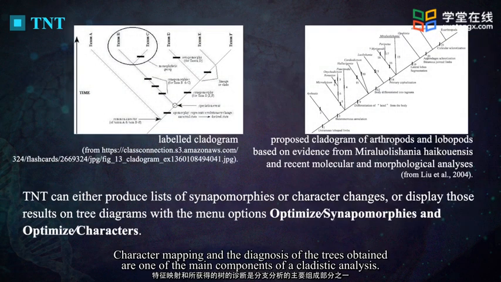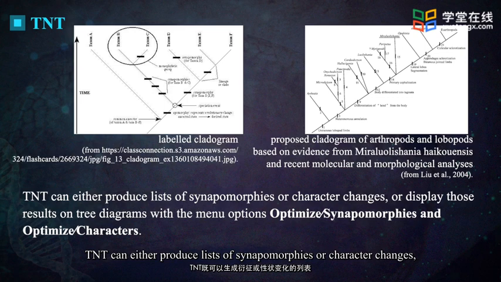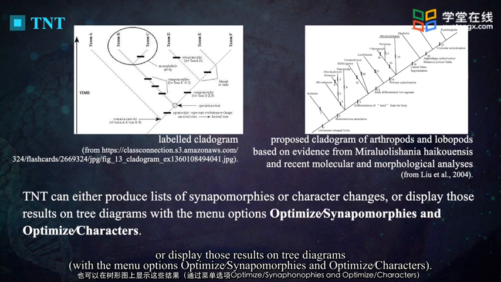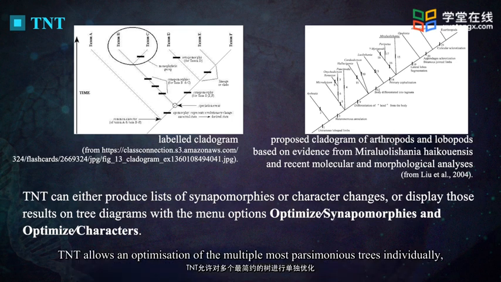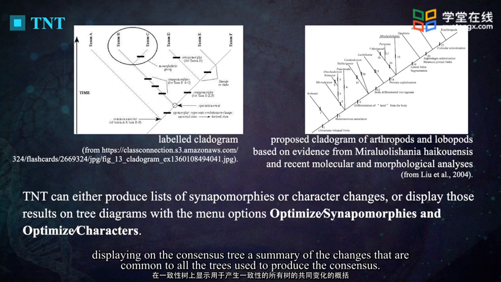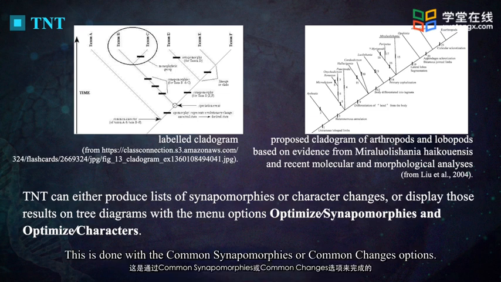Character mapping and the diagnosis of the trees obtained are one of the main components of a cladistic analysis. TNT can either produce lists of synapomorphies or character changes, or display those results on tree diagrams. With the menu options Optimize/Synapomorphies and Optimize/Characters, TNT allows an optimization of the multiple most parsimonious trees individually, displaying on the consensus tree a summary of the changes that are common to all the trees used to produce the consensus. This is done with the common synapomorphies or common changes option.